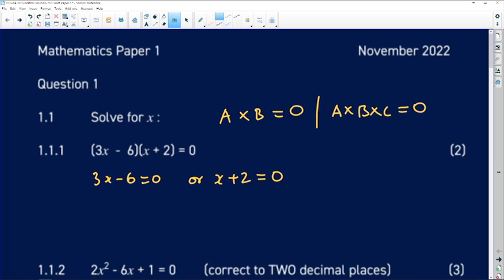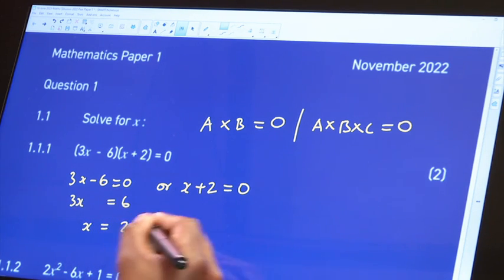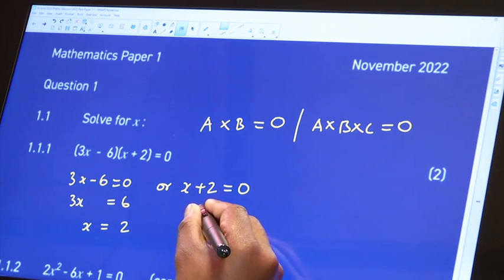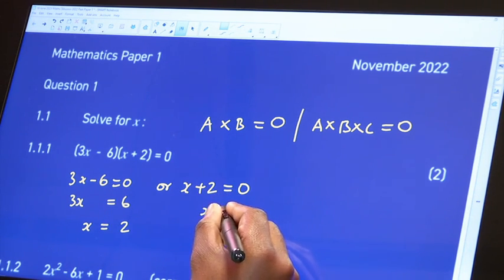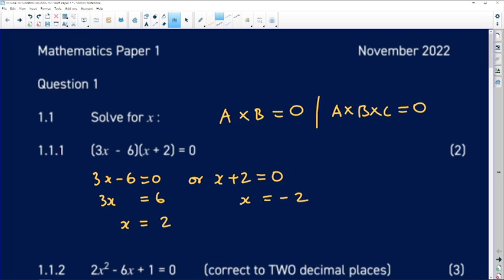Now, from the first one, if you add 6 on both sides, we're going to get that 3x is equal to 6, and you divide both sides by 3, x comes out as 2. And on the second one, if x + 2 is equal to 0, then if you take away 2 on both sides of the equation, you end up with x is equal to negative 2.